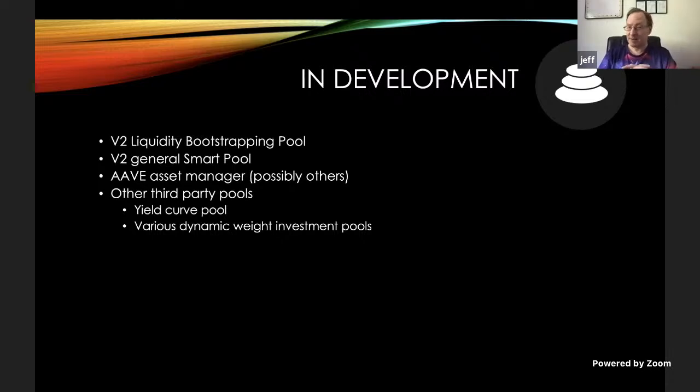We've got people working on asset managers. Aave is probably the first one. So this is where you can join a pool a certain way and have the Aave tokens or the DAI doing yield farming in the background, earning a yield for the pool in addition to the fees and mining. You have great capital efficiency, and maybe others are in the pipeline as well. All kinds of third-party pools are being made. There's one that implements a yield curve, so a totally different price curve. There's all kinds of dynamic weight ones of various types, and I'm sure there's some we don't even know about.